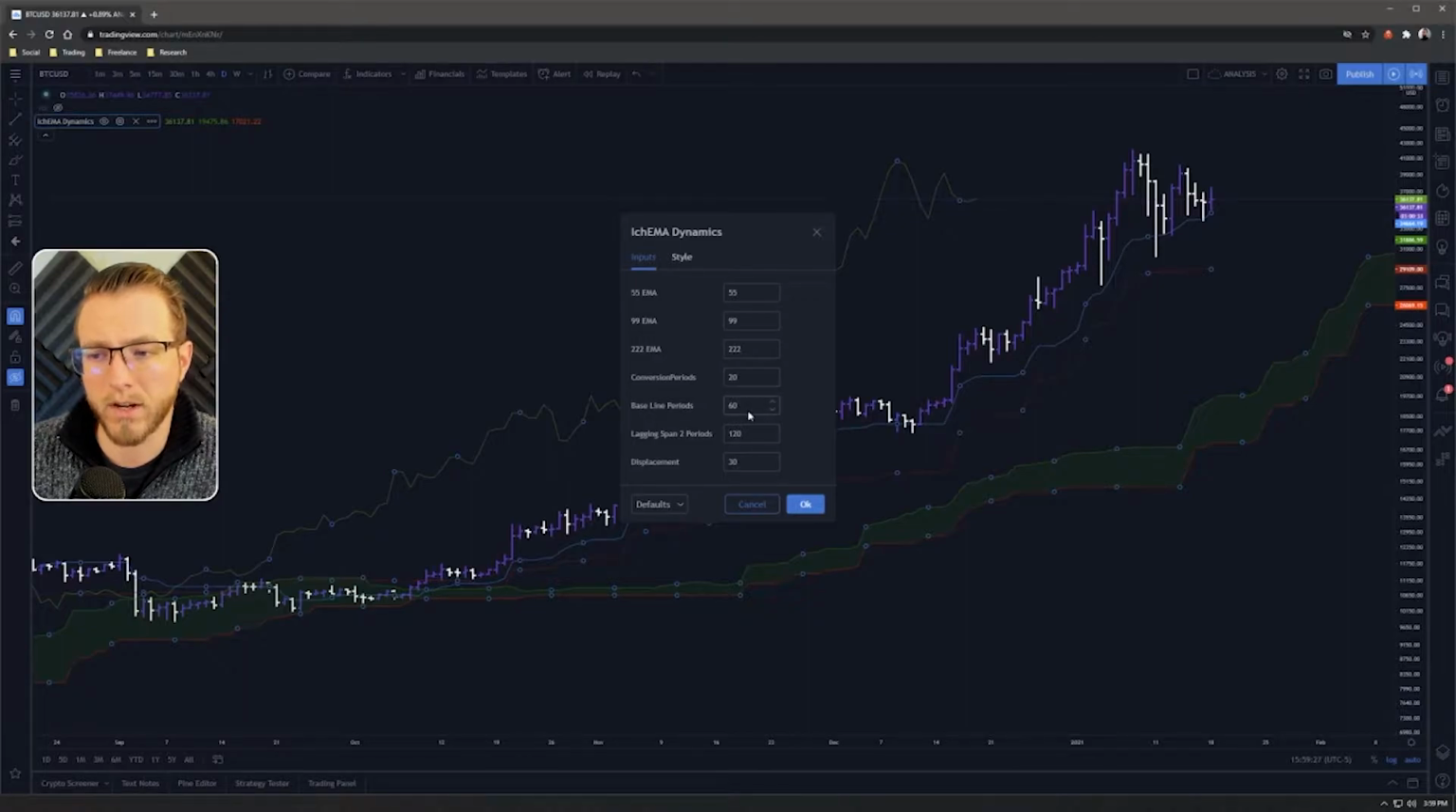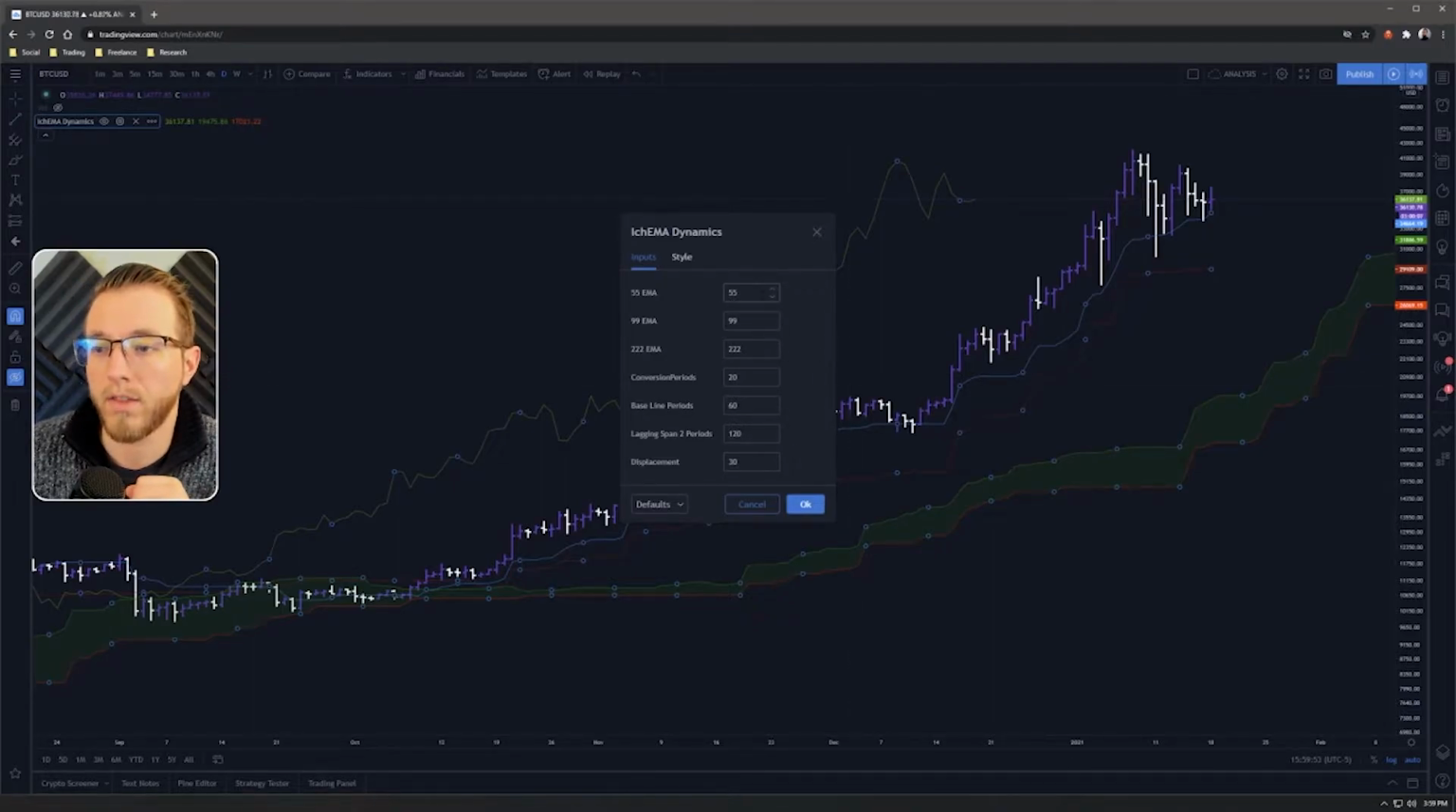It's going to be, I think, 9, 26, 52 or something like that, and then another 26 or 12 or something down here. That's because stocks and stuff are not 24/7, right? Since Bitcoin is 24/7, you have to adjust these a little bit. And these are the correct settings: 20, 60, 120, and 30.